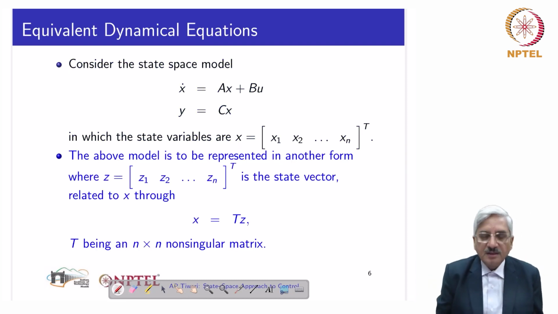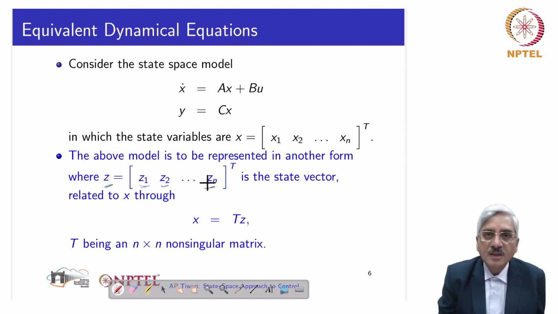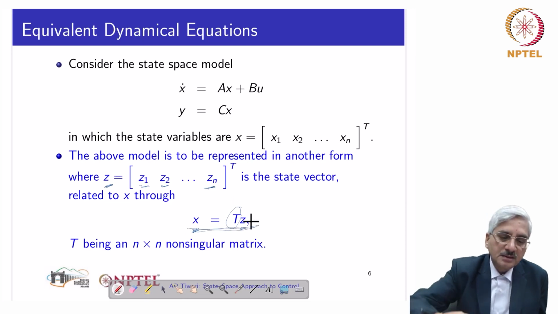We want to represent it in another form where the state is z and not x. However, it also consists of n variables z1, z2, up to zn. That is necessary. And we postulate that these new state variables z are related to x through a similarity transformation T, a transformation matrix which is non-singular. Through that, x is related to z by x equal to Tz. That is the relation.